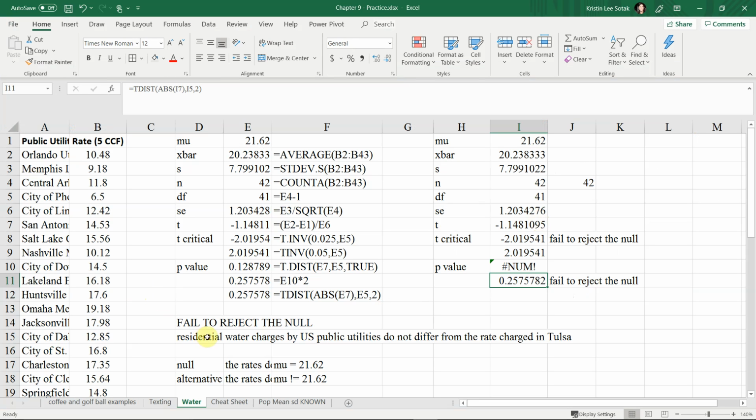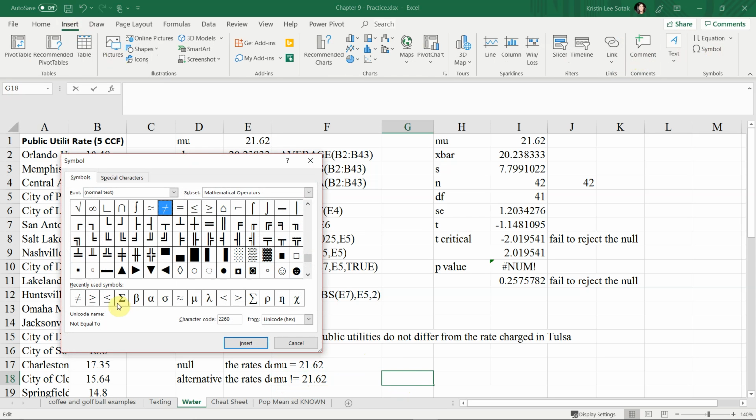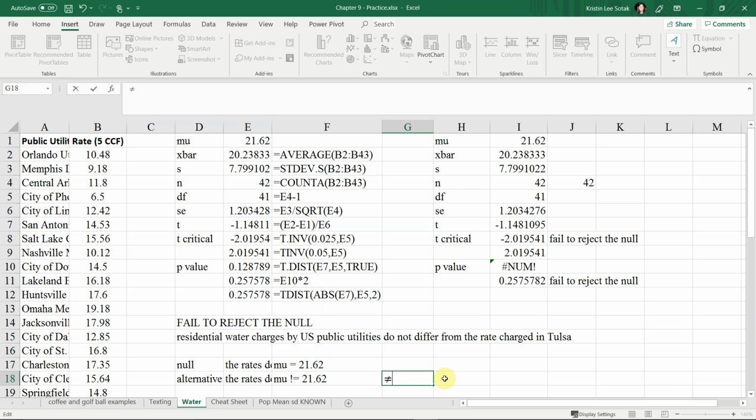The most important thing, sorry, I skipped over it. The null is that there's no difference, so basically mu is the same as 21.62. The alternative is that they're not the same. So the exclamation point equals, that's our code, just means not equal. I think you can insert it with symbols, by the way, if you wanted to. If you go up to Insert, Symbol, there should be a not-equal sign that you can insert to be a little more correct. So that's the example for when we have a population mean with our standard deviation unknown for a two-tailed test.